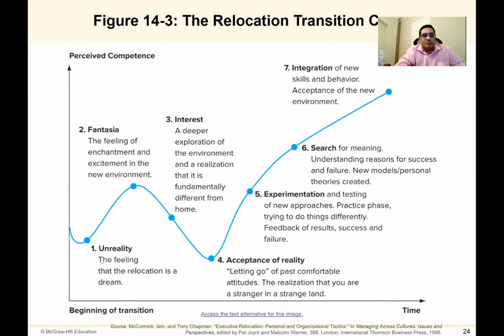This is an interesting one to look at. It goes up, like you're happy, you're excited, then the reality hits. And as you learn and grow, you're becoming more and more productive.